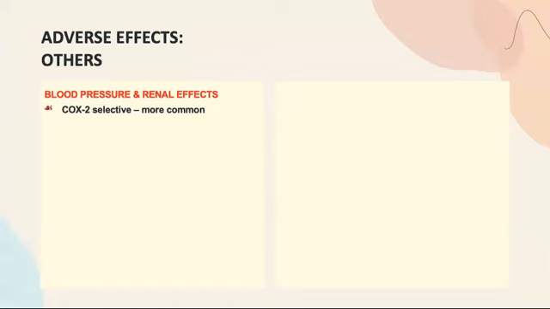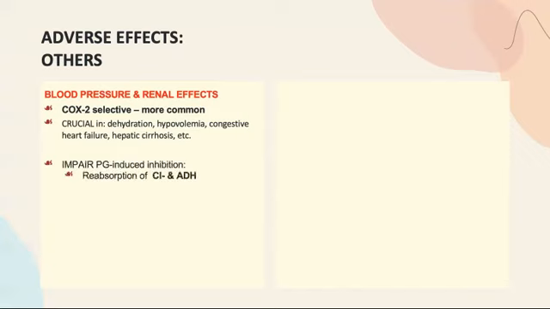human subjects. In situations that challenge the regulatory systems, such as dehydration, hypovolemia, CHF, hepatic cirrhosis, chronic kidney disease, and other states of activation of the sympathoadrenal or renin-angiotensin systems, the regulation of renal function by prostaglandin formation becomes crucial. NSAIDs impair the prostaglandin-induced inhibition of both the reabsorption of chloride and the action of antidiuretic hormone, which may result in the retention of salt and water.